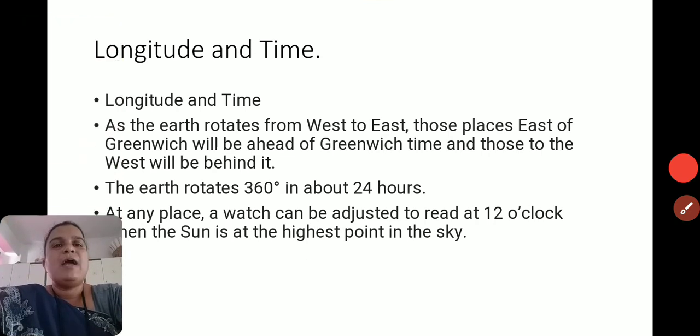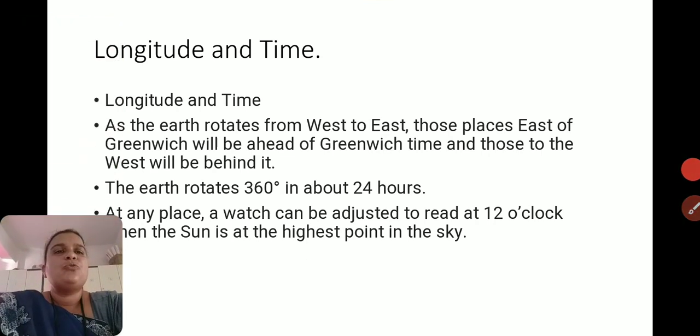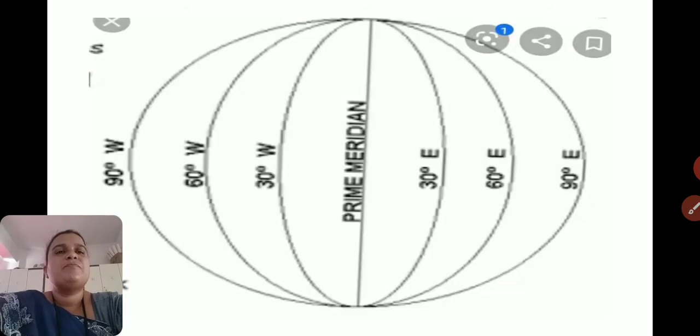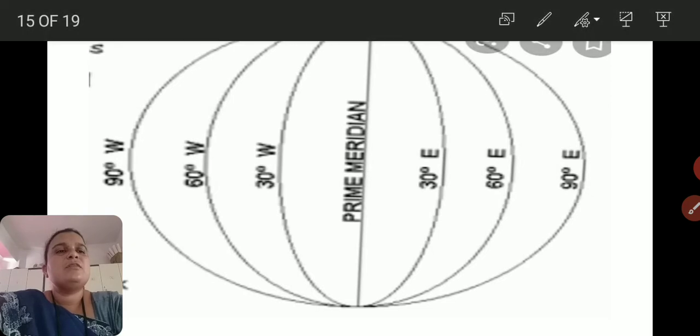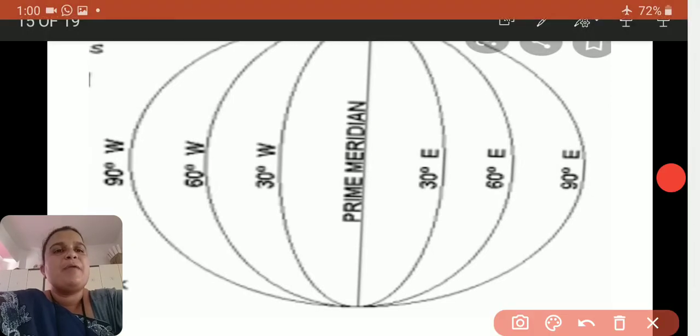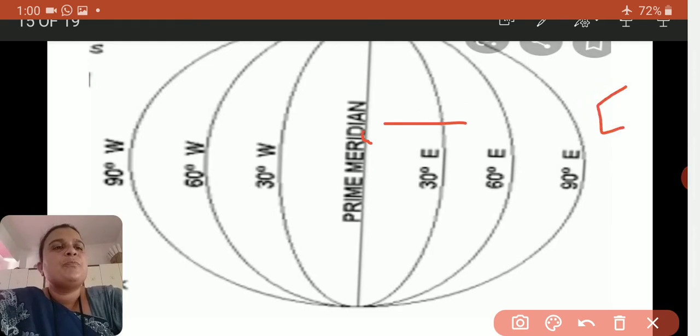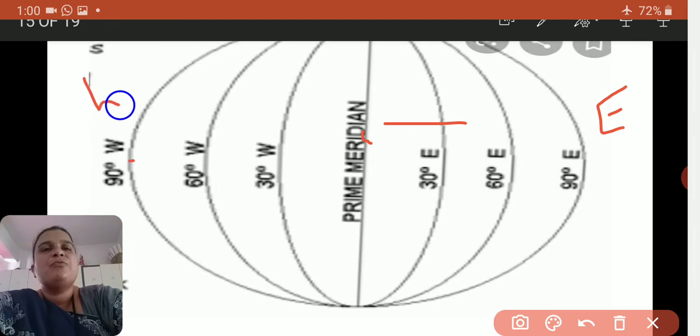Now longitude and time. As the earth rotates from west to east, those places east of Greenwich will be ahead of Greenwich time, and those to the west will be behind it. Now you can see here, this is the prime meridian, which is considered 0 degree, and this is east and this is west.